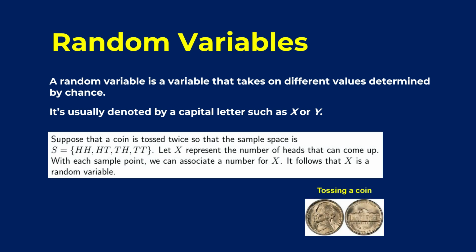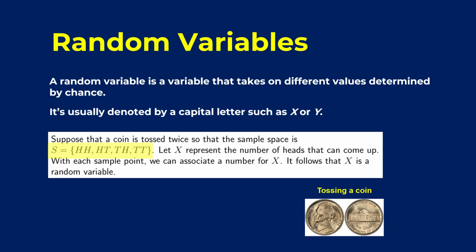Suppose that a coin is tossed twice so that the sample space S is equal to a set containing four elements or possible outcomes from the coin toss. For example, HH represents that head comes up in both tosses. Let X represent the number of heads that can come up.